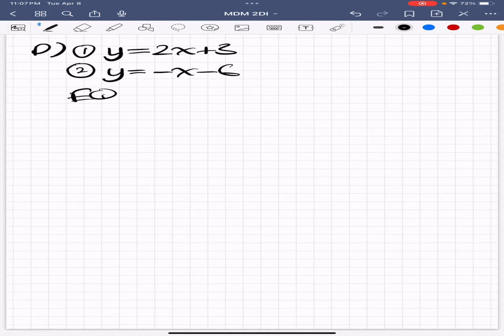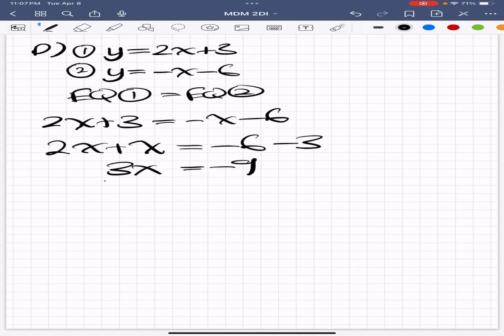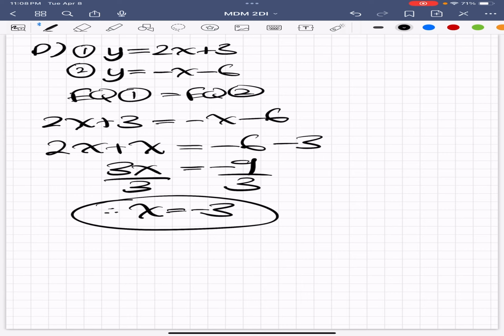Alright, so we have equation 1 equals equation 2. We have 2x plus 3 equals negative x minus 6. And then we have 2x plus x, and then we have minus 6 minus 3, negative 9, 3x. Divide both sides by 3, and we have x equals negative 3. So that's our x coordinate of the POI, or point of intersection.